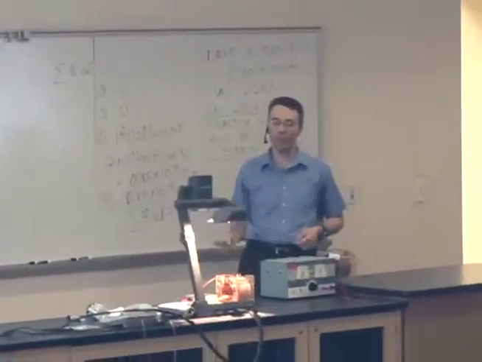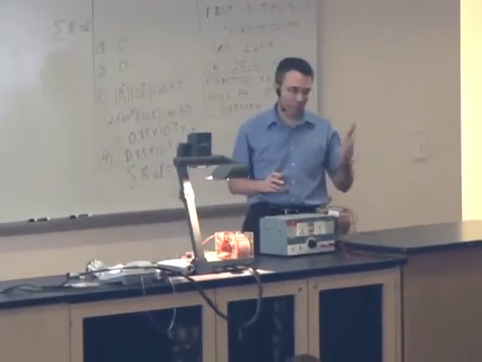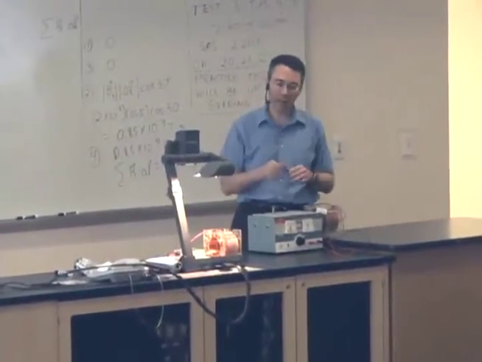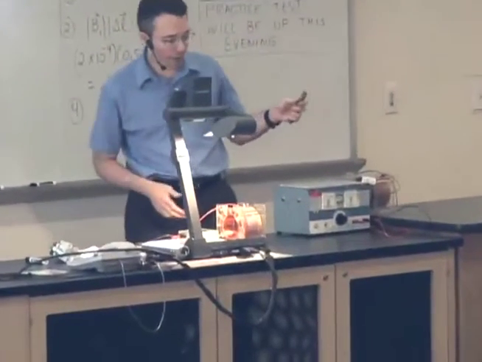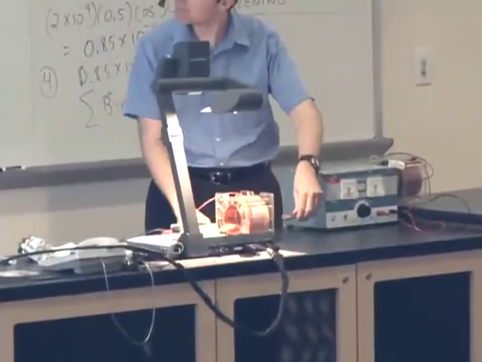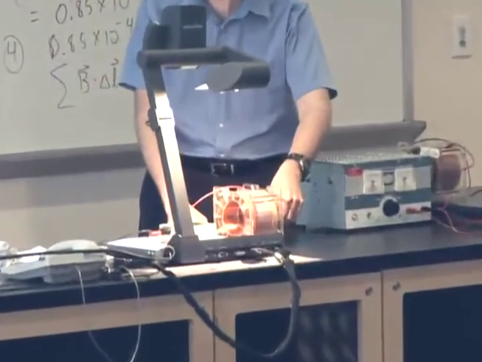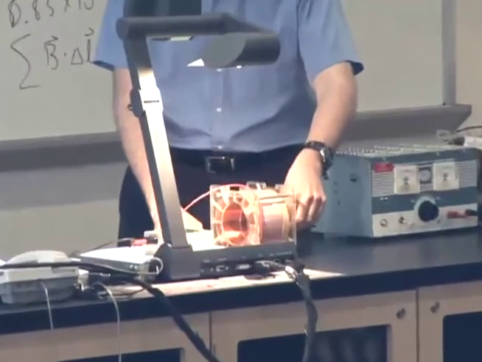All right, so I have a bar magnet. Okay, so North Pole here, South Pole here, and the bar magnet, of course, creates a dipole pattern of magnetic field. So I'm going to bring the bar magnet near this coil. What just happened?